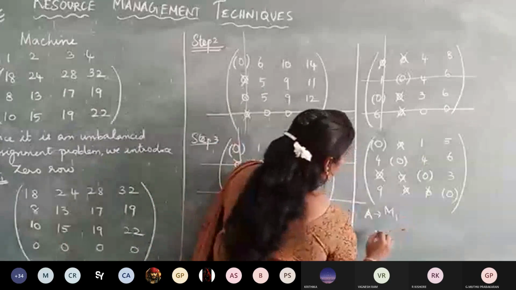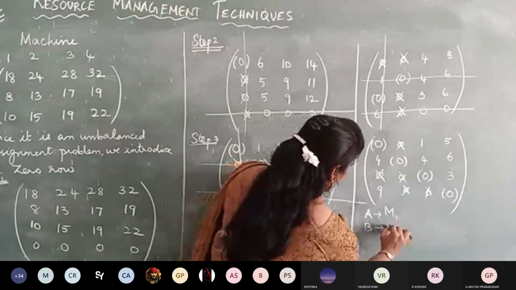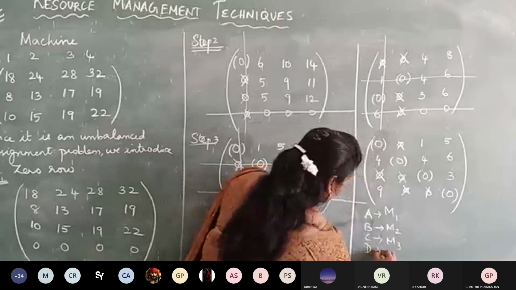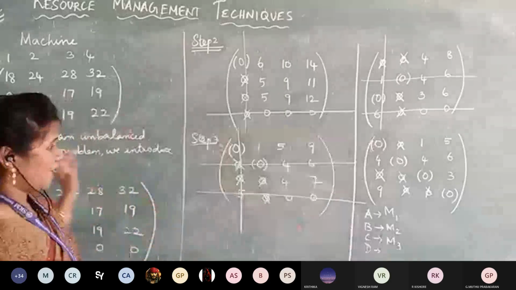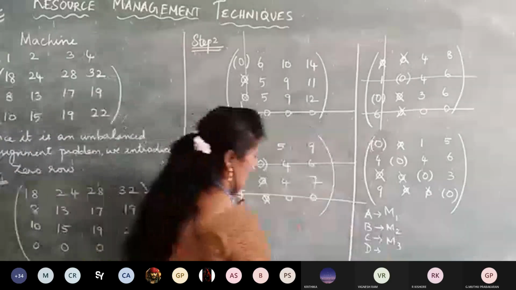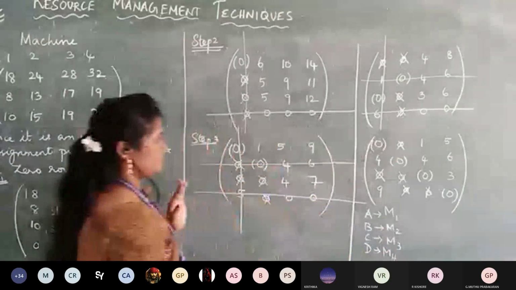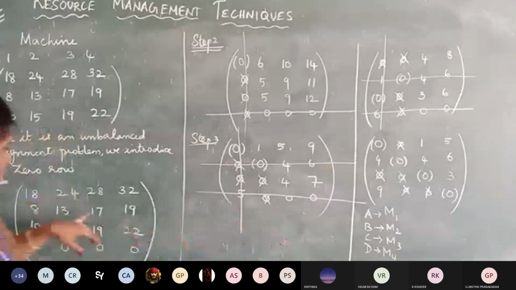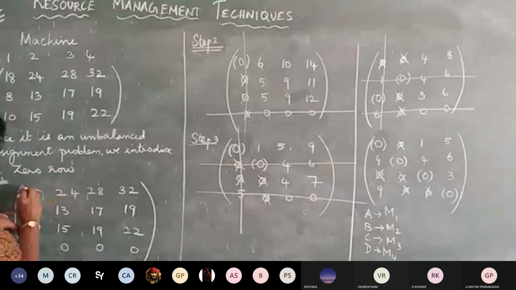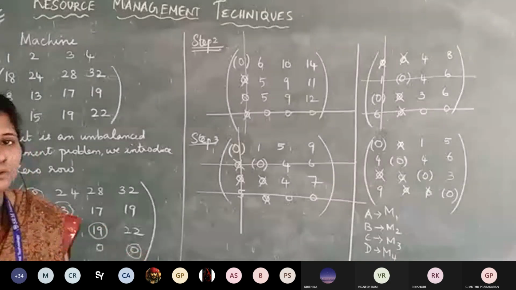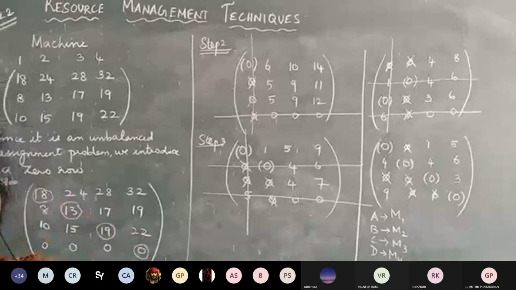So this is your M1. B will be given your assignment M2. C will be given your M3. And D is an extra job which we have taken. D is the row which we have taken, so that will be definitely 0 only, which take it as M4. Then after that, you will write those values. From here, you will take your M1 value is 18, and M2 is this, C to M3, and this will be this. You will find out your cost.